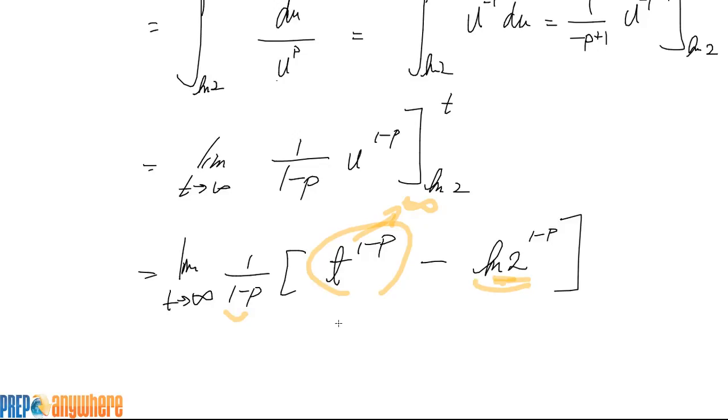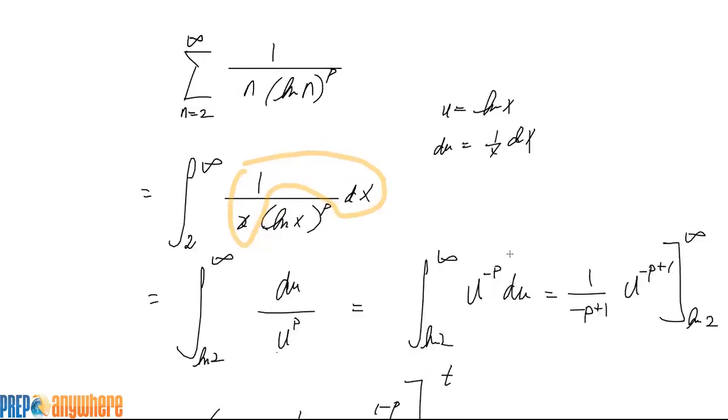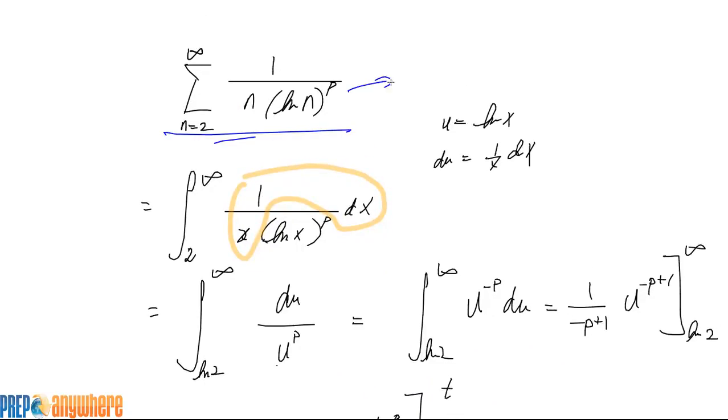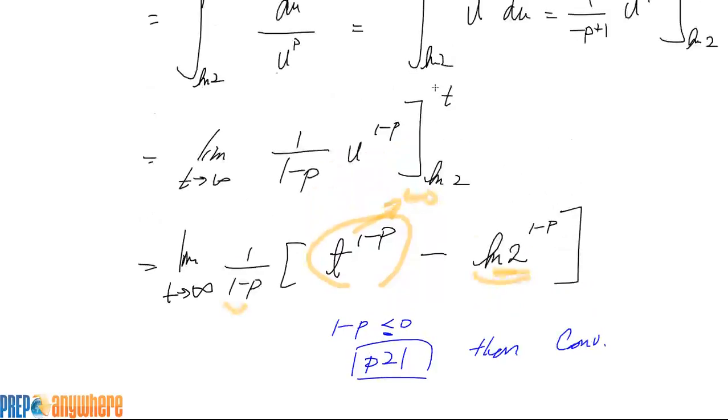So to ensure that, this needs to be negative, 1 minus p. In fact, it can actually be 0 too. So that means p has to be greater than or equal to 1. Then it's converging. So in this original question here, p needs to be greater than or equal to 1. Make sense?